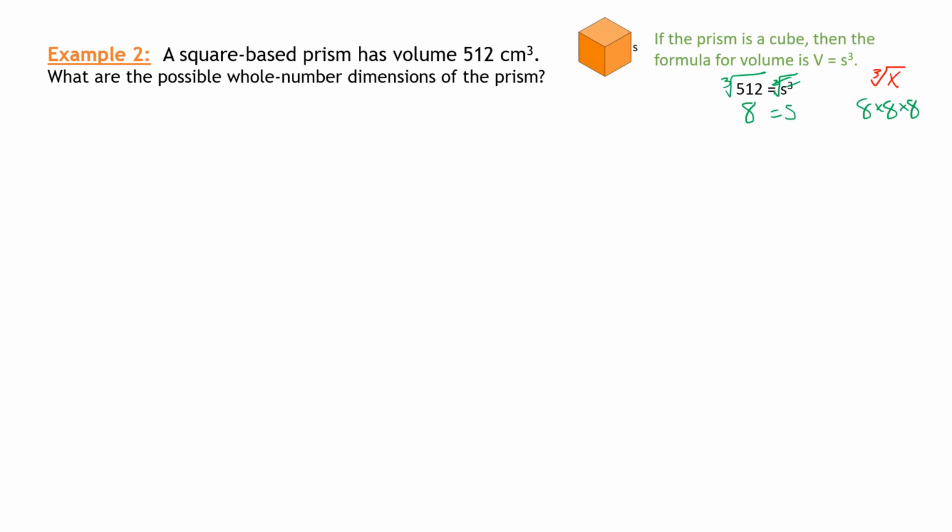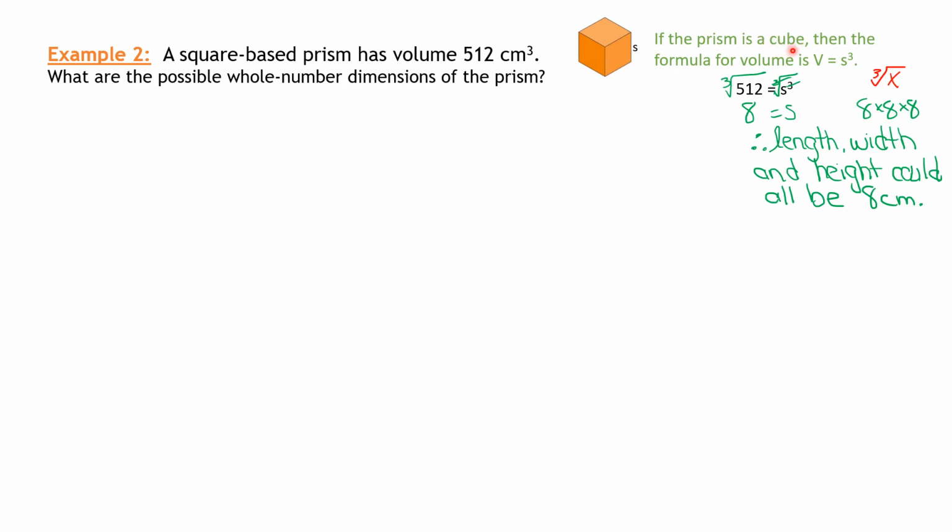So that's one possibility for our option. One possibility for our box is that each side is 8. The question said the dimensions, so I would say in this case, therefore, length, width, and height could all be 8 centimeters. That's one possibility. Length, width, and height could all be 8 centimeters. That's only one option. The question wants to know what are the possible whole number dimensions. That's one possibility. We've got 8 by 8 by 8, and that's only if it's a cube.